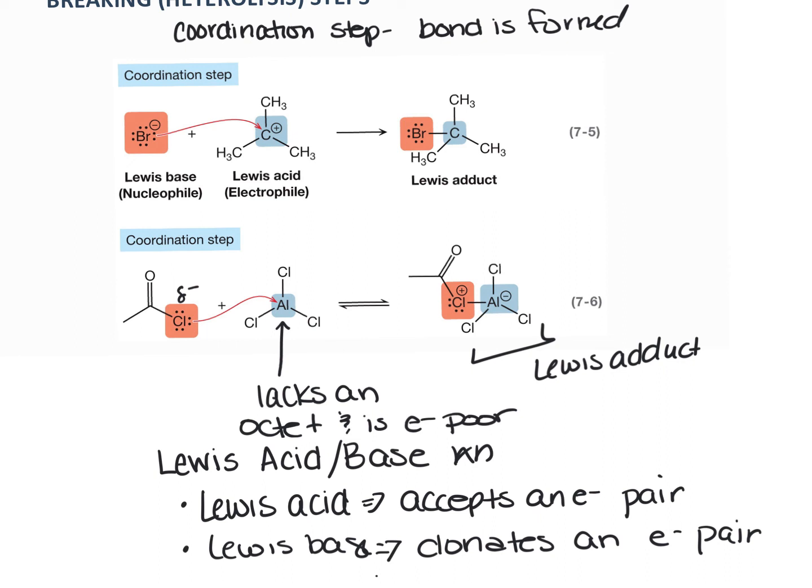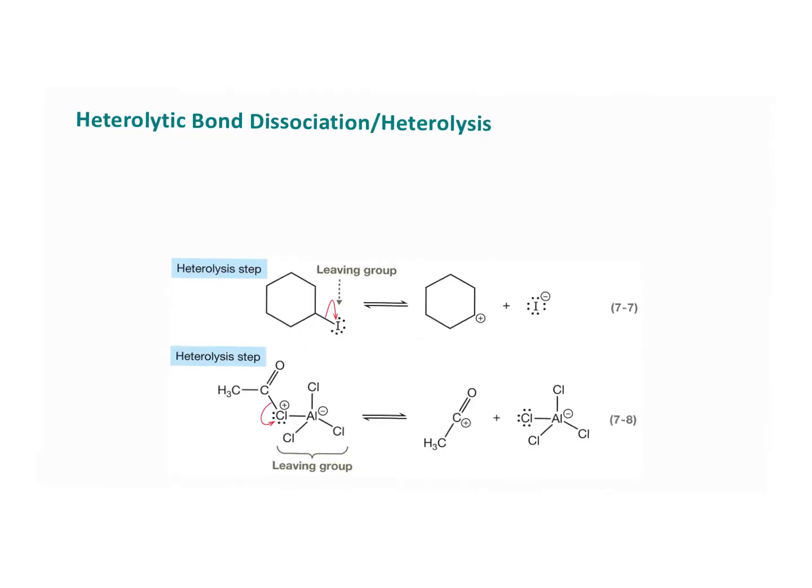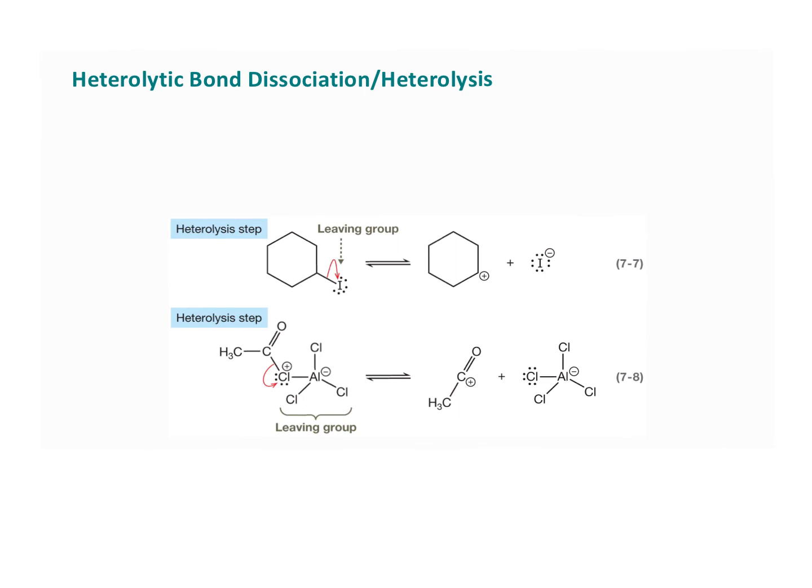Now, we can have coordination steps, right? But we can also have kind of what we view as the opposite, which is a dissociation step or heterolysis. So when we look at this, the formal term is heterolytic bond dissociation or heterolysis. You're going to see heterolysis a lot more than you see heterolytic bond dissociation step.